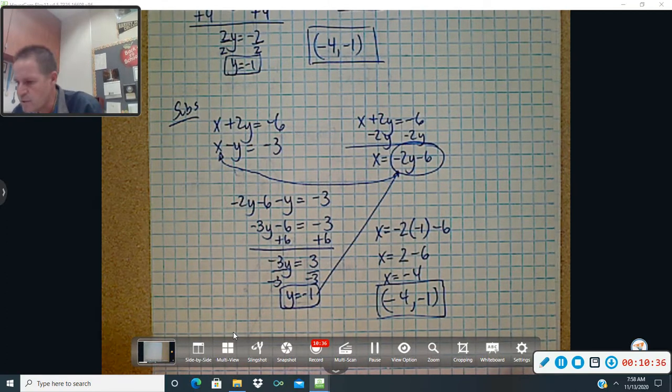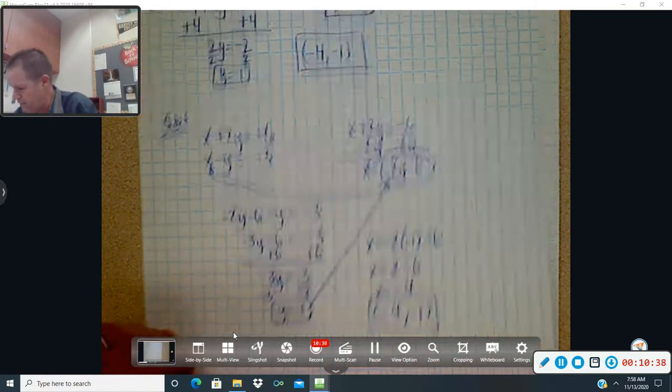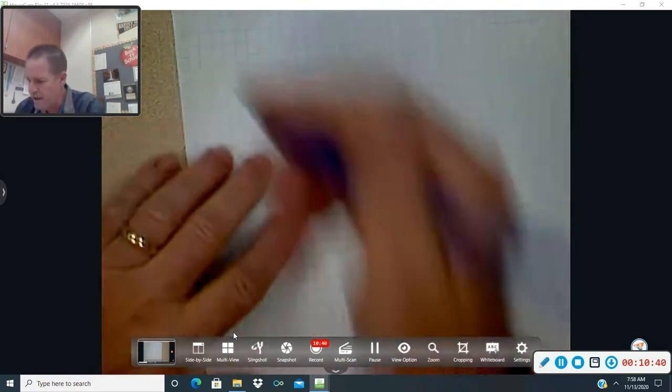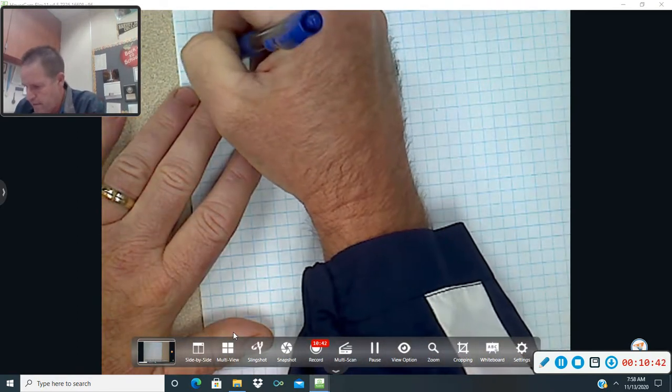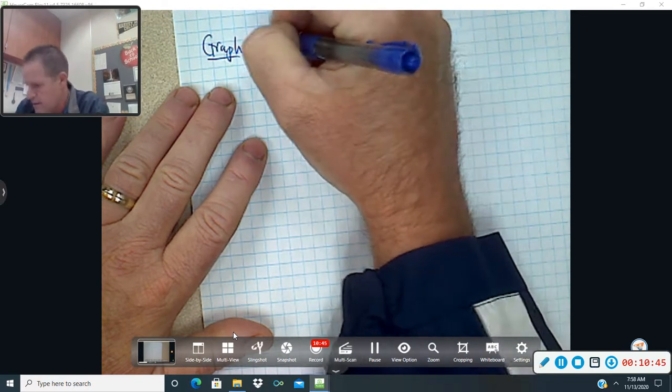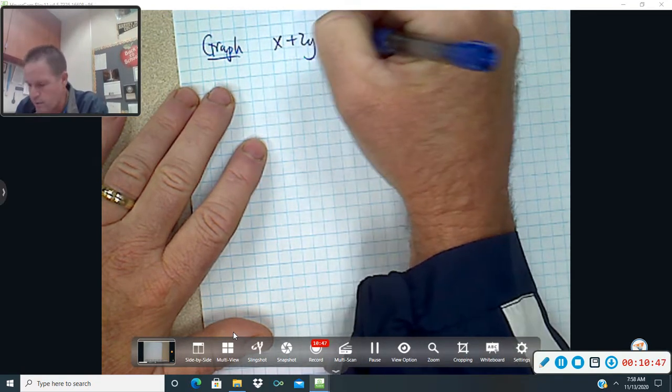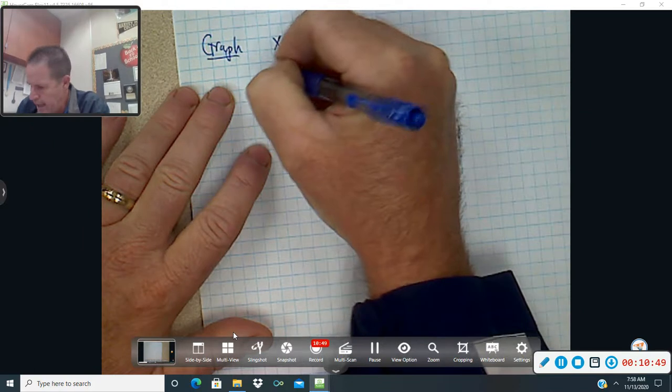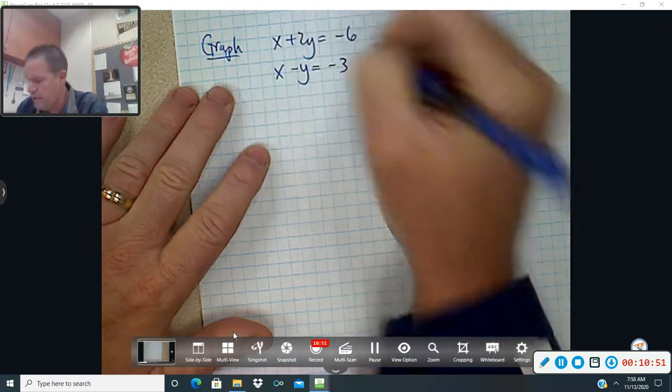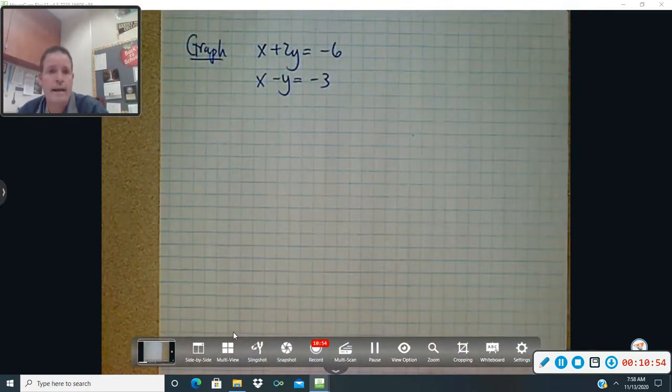Now, for our last one, let's do it by graphing. All right, so by graphing, so graph the system, it's x plus 2y equals negative 6, and x minus y equals negative 3. Now to graph it, we're going to need to solve for y. But you could do x and y intercepts. If you wanted to do this one by x and y intercepts and graph, that would be fine. Okay, that's a way that we did it. If you want to make a table, you could do that too. But I'm going to do it by solving for y.